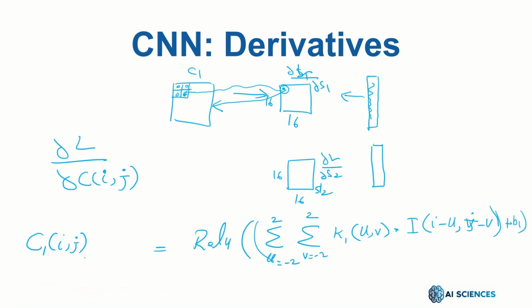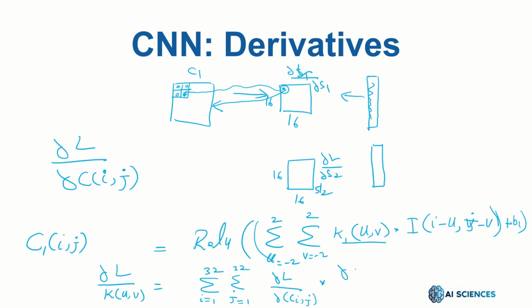If you see that, then differentiating L with respect to this particular parameter, again by the chain rule, computing the impact of this parameter on loss, K1 uv, by chain rule is the same as having a summation i varies from 1 to 32 because our image is 32, j varies from 1 to 32, and this becomes basically the impact on loss of this particular entry Cij, into how Cij is impacted by this quantity.